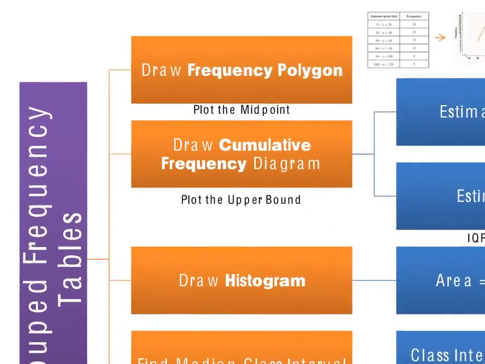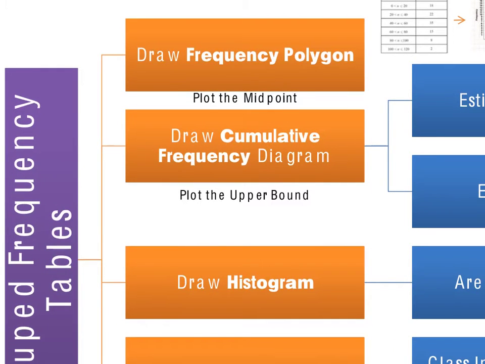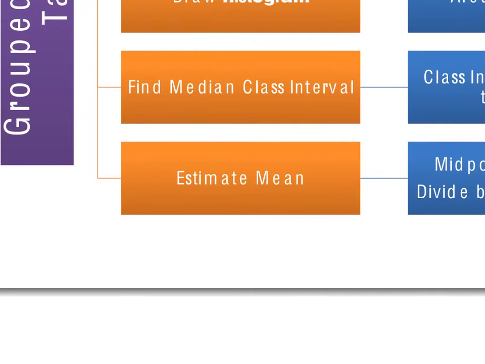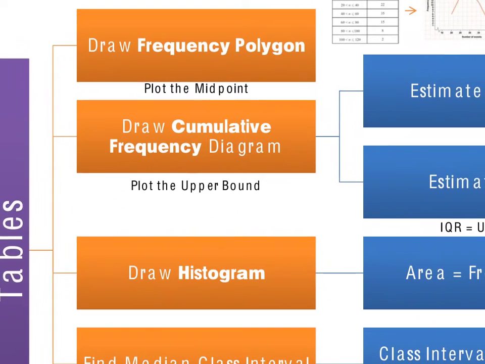First of all, there are 3 types of diagram that they can ask you to draw. The first is a frequency polygon. The second is a cumulative frequency diagram. And the third is a histogram. So you'll be shown one of those grouped frequency tables, and they'll ask you to draw one of those 3 things. The other 2 big questions they might ask you is one of these: either find the median class interval or estimate the mean. Let's stick with the drawings to begin with, because people get these 3 confused every single time.